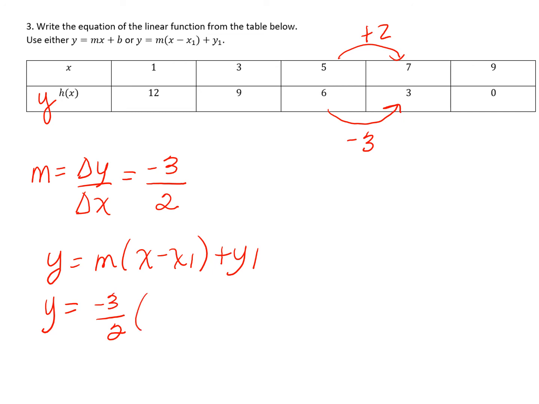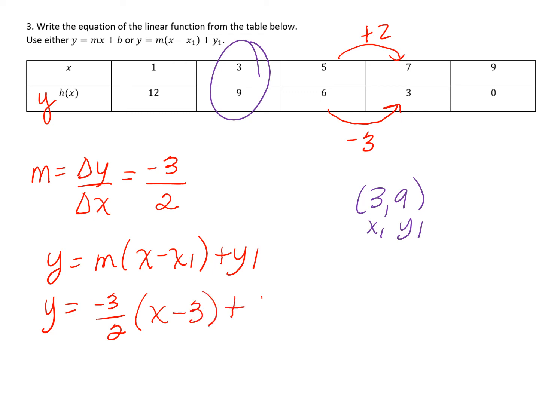And then I can use any point that I want. I think I'm going to use this one, 3, 9. So that's my x1 and my y1. So x opposite of x1 would be a -3, and then my y1 would be a 9. Again, there's lots of different equations we could write depending upon which of the points you chose. You could also plug in and use slope-intercept form as well.